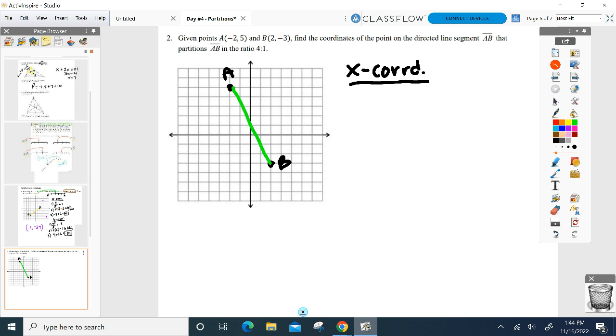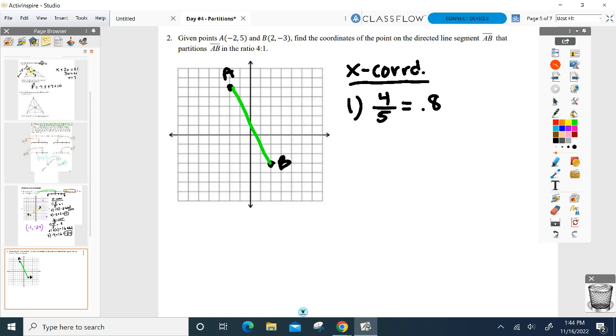About 4. Yeah, somewhere in that range. 4 apart, breaking them up into 5. We've been down this road a couple minutes ago. So every time I move, I go 0.8 units.